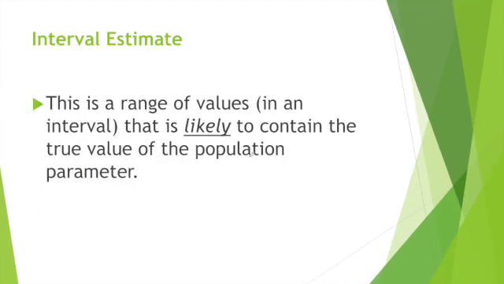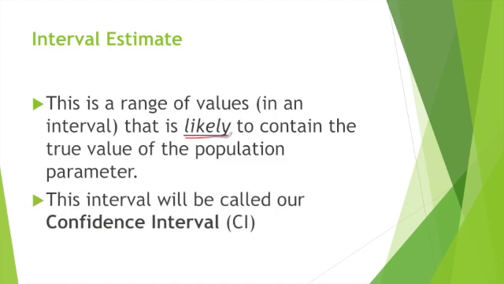An interval estimate uses a range of values that is likely to contain the true value of a population parameter. So as before, I could have said the average height of a person is 5'4". Now I could say the average height of a person is between 5 foot and 5'8". That's going to contain our true population mean. That would be our interval, and we're going to look at how we calculate those. We're also going to refer to this interval as our confidence interval, because how wide that interval is determines how confident we are that the true population parameter is within that interval.